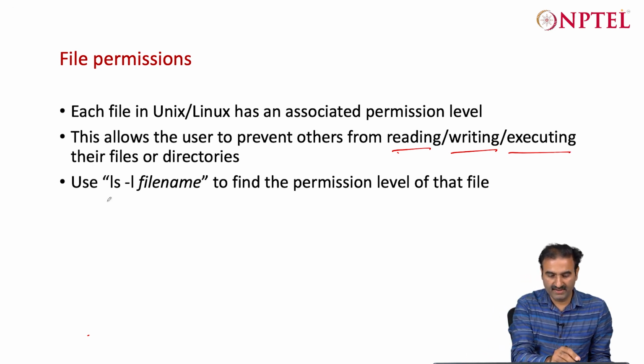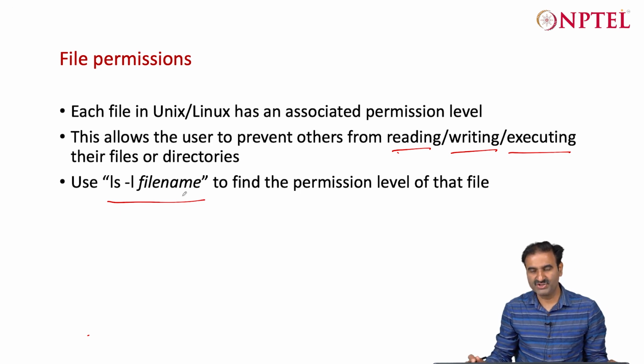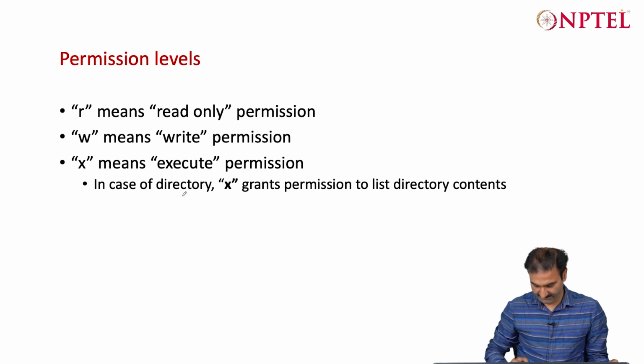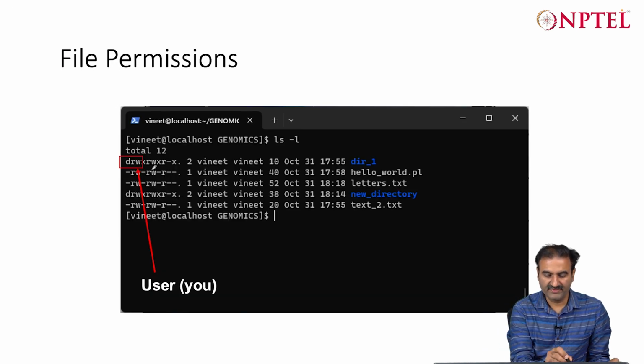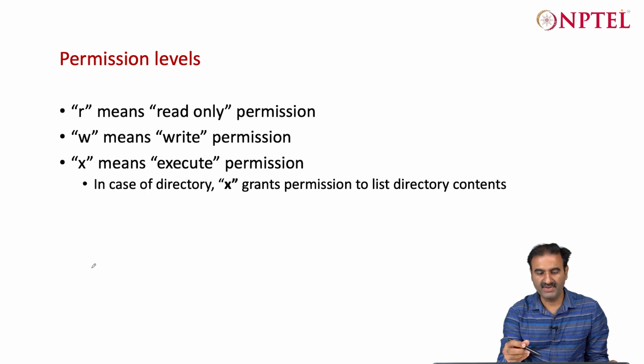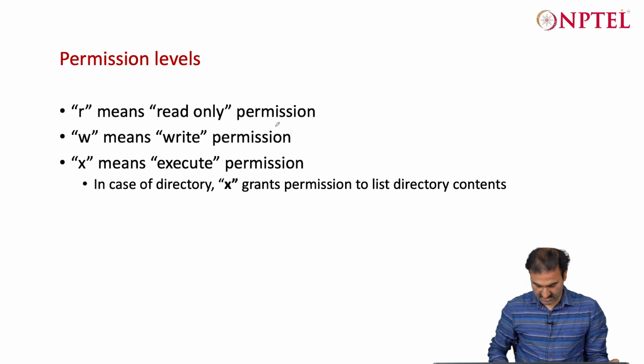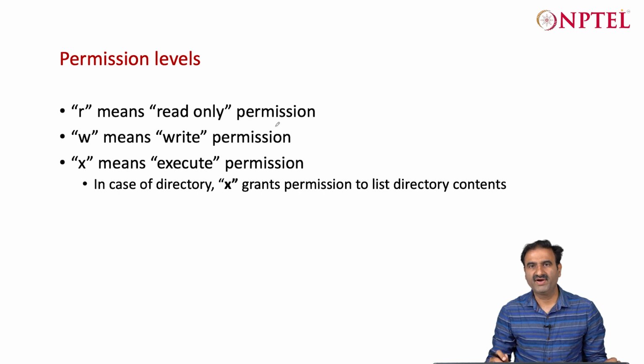You can look at the file permissions using ls -l and the file name. It will show the permission level like this. There are 3 characters: R, W and X, read, write and execute. R means read-only permission. W means write permission also. If the file shows RW, you can read and write into that file. And X means it is an executable file. It could be RWX also if you can read, write and execute the file, like a program.